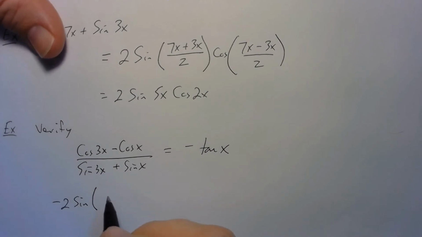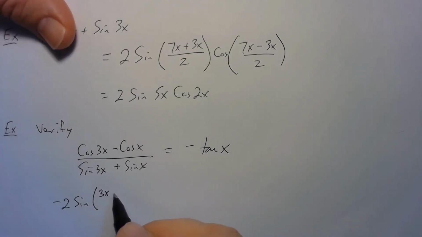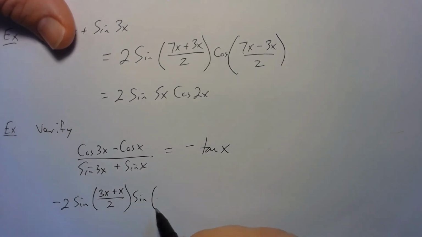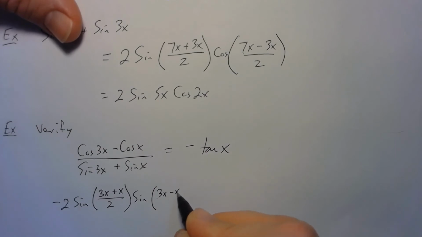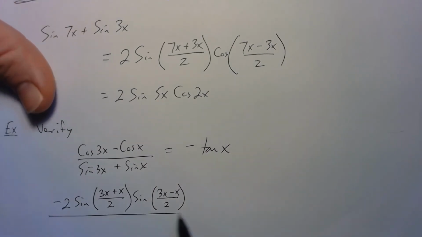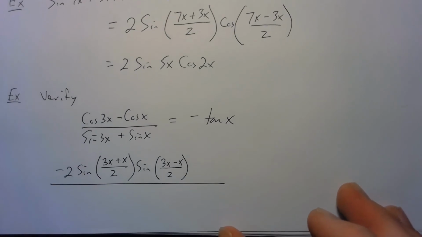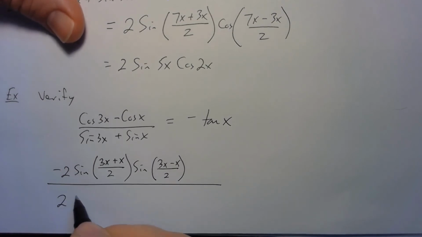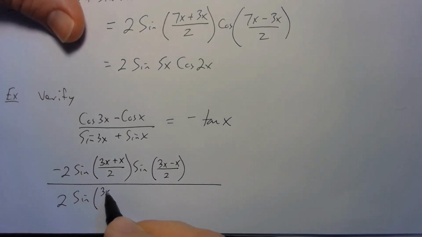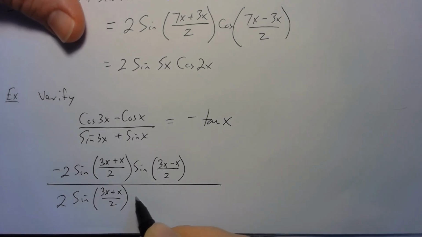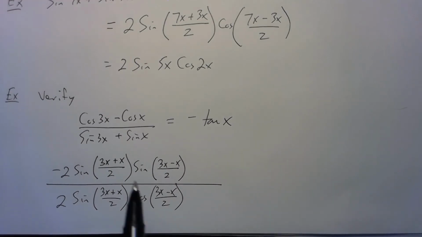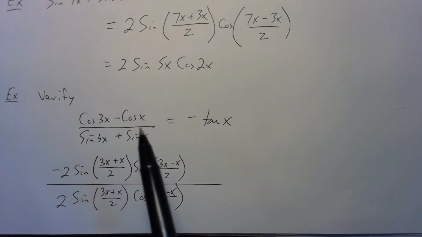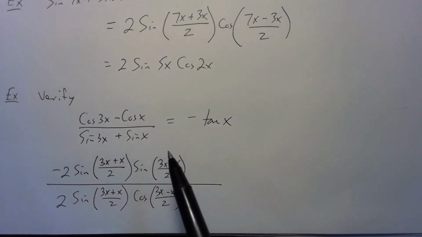sine of x plus y, my x is 3x, my y is 1x, all divided by 2, times the sine of x minus y, so 3x minus x, all divided by 2. That's the top. On the bottom, the sine of 3x plus the sine of x, that's going to be the first identity in the sum to product identities, and I'm going to be left with 2 times the sine of 3x plus x divided by 2 times the cosine of 3x minus x divided by 2. And again, I'm just simply matching up the 3x to my x's in that formula sheet and my single x to my y's in that formula sheet.